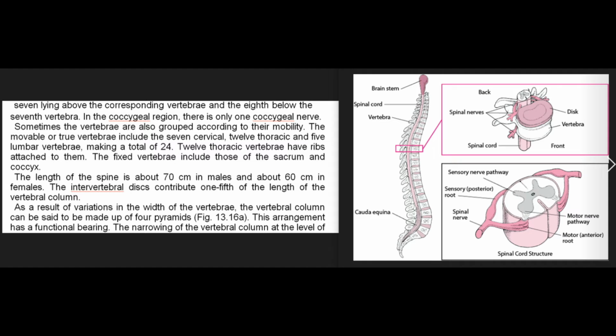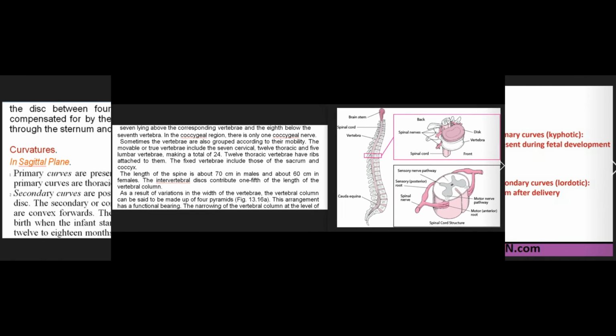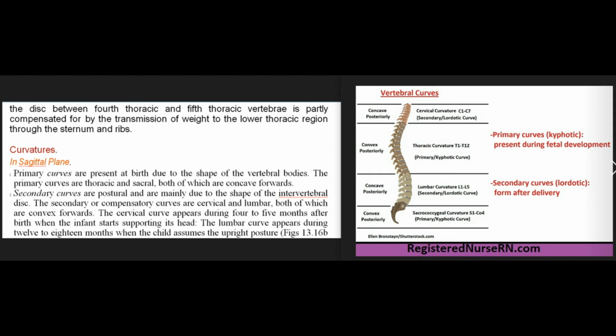As a result of variations in the width of the vertebrae, the vertebral column can be said to be made up of 4 pyramids, Fig 13.16a. This arrangement has a functional bearing. The narrowing of the vertebral column at the level of the disc between the 4th and 5th thoracic vertebrae is partly compensated for by the transmission of weight to the lower thoracic region through the sternum and ribs.